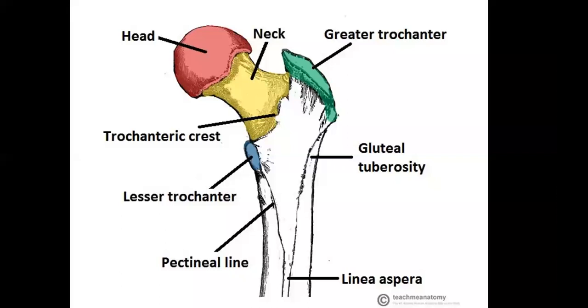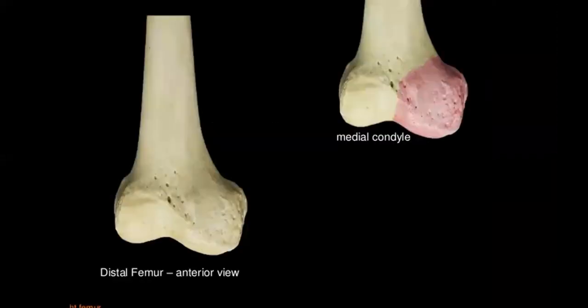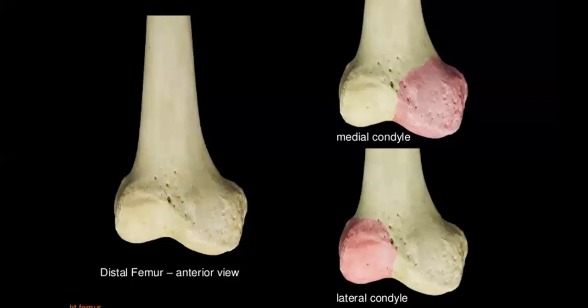Then come the condyles. As you can see, condyles are the bony prominences located on the lateral and the medial aspect of the lower end of the femur. These are the condyles, the lateral and the medial condyles. The trochanters are located on the upper or proximal third, and the condyles are located on the distal third.